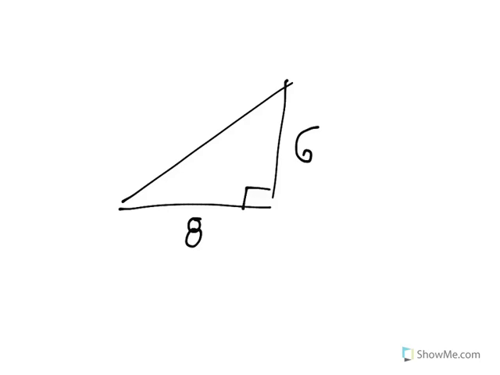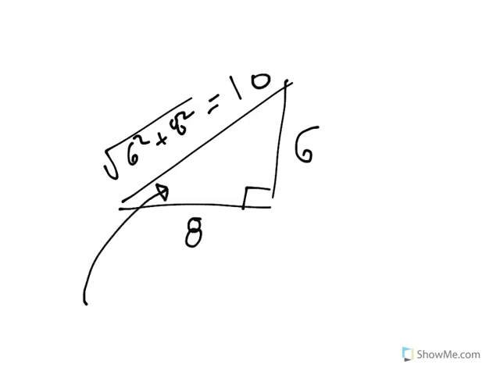Here is a right triangle that has legs 6 and 8. And I could find out more information about this triangle. For instance, I could get the hypotenuse, which is the square root of 6 squared plus 8 squared, which ends up being 10. I could also figure out this angle here by using the fact that if I call the angle theta, tan theta is 6 over 8.